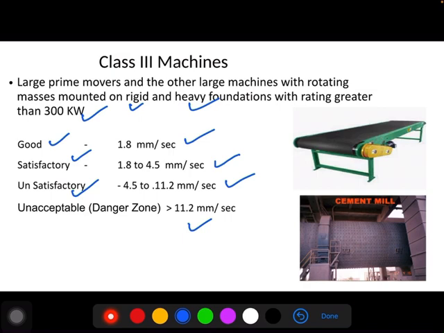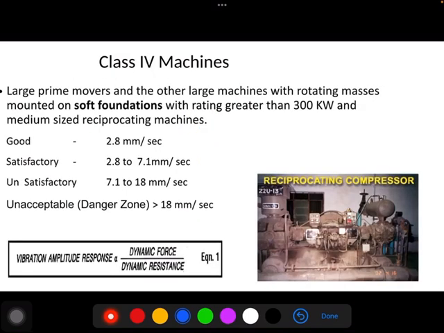In case of class 4 machines, it also includes the large prime movers and other large machines. But here the difference is the rotating masses are mounted on a soft foundation. Earlier, in class 3, it was a rigid foundation. Here it is a soft foundation with the same power rating above 300 kilowatt.